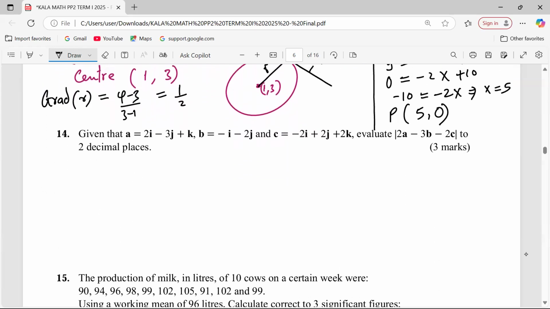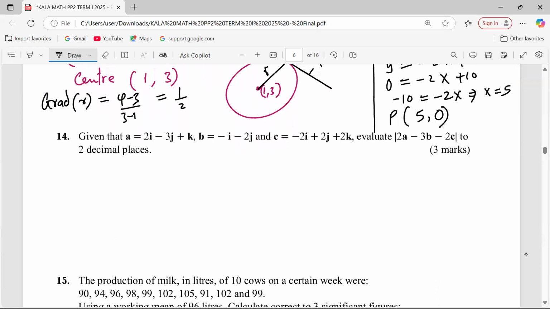Number 14, yeah? Given that vector A equals 2i minus 3j plus k, and vector B equals negative i minus 2j, and vector C equals negative 2i plus 2j plus 2k. Evaluate |2A minus 3B minus 2C| to 2 decimal places. And remember, these strokes now imply the magnitude of the vector. So let's get the vector first, then we find its magnitude.